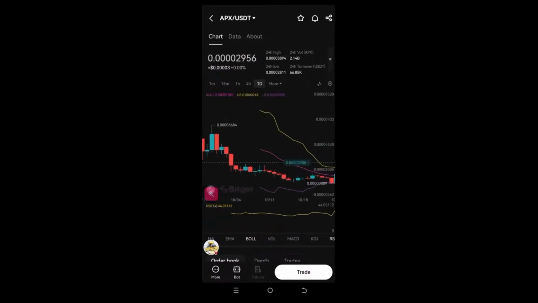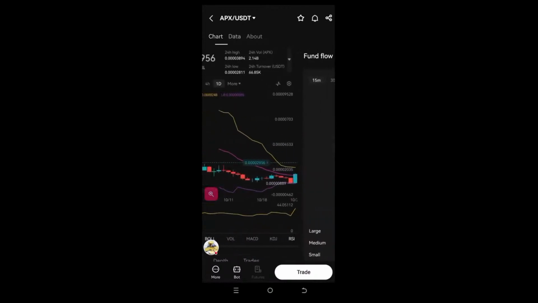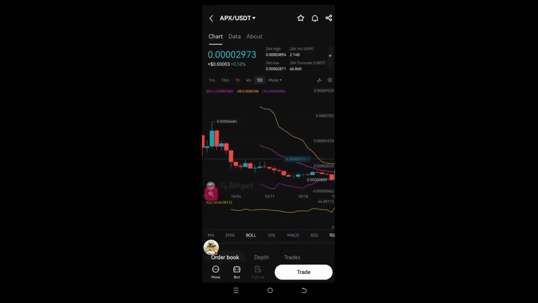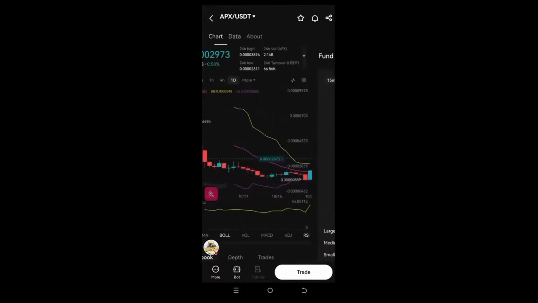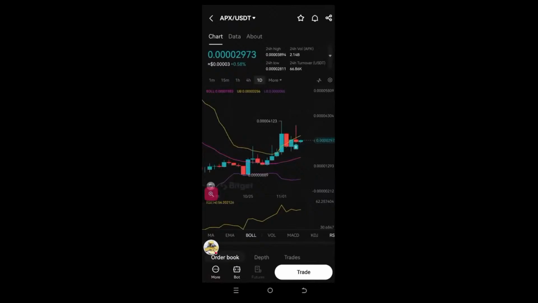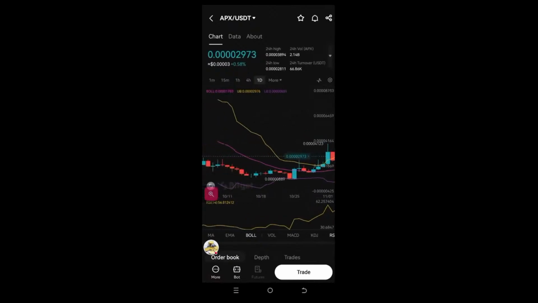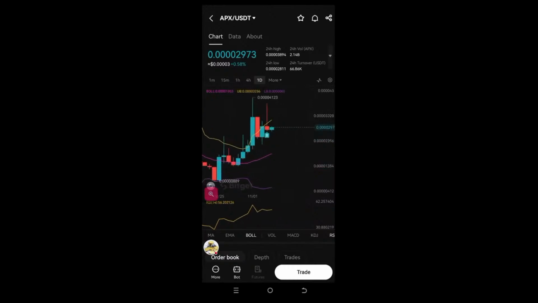Is it a new coin? No, it's not actually a new coin. APX is not exactly. It is a new coin, but it's not as new as the other ones. But I don't know. Look at it, because this is where it started from. It's not going further, so it's actually still a new coin. It's probably just less than a month or thereabout.